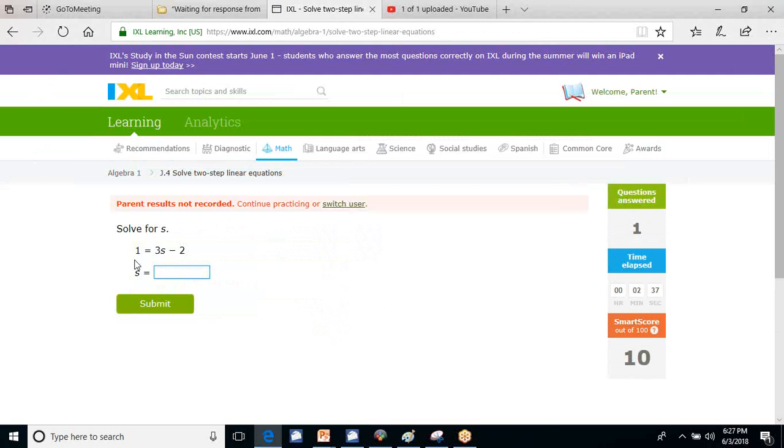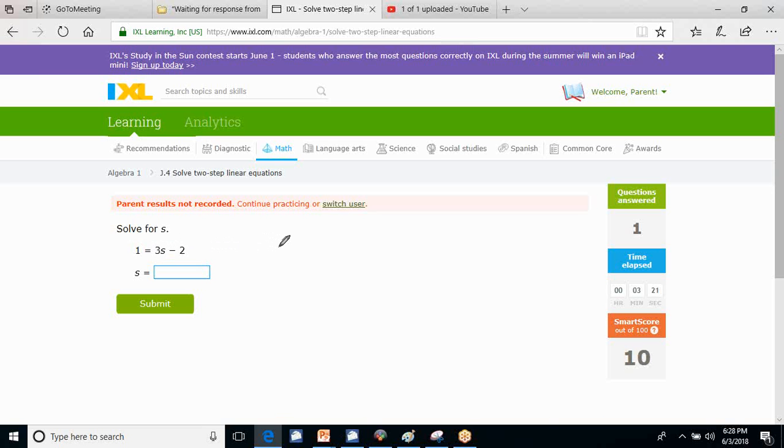All right. What about this one? 1 equal to 3s minus 2. You're going to solve for s. So again, the same approach. If you want to leave the 3s on the right hand side, you can leave it on the right hand side. If you want to bring it to the left hand side, whichever is easier for you. All right, let's leave it on the right hand side.